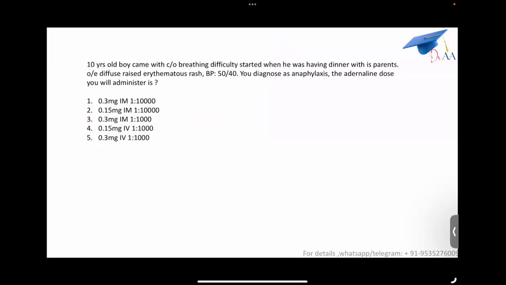So we have a 10-year-old boy who was complaining of breathing difficulty, which started when having dinner with his parents. He complains of a diffuse erythematous rash, and blood pressure is 50/40. He is diagnosed as anaphylaxis. The adrenaline dose you will administer, they're just asking the dose here. Option 3. For adults, we use 0.5 mg. For 6 months to 6 years, we use 0.15 mg.